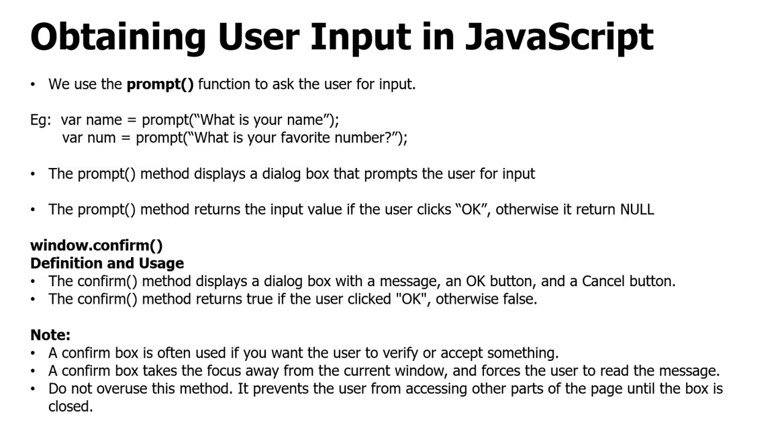A confirm box is often used if you want the user to verify or accept something. A confirm box takes the focus away from the current window and focuses the user on reading the message. Once we submit the test or the form, the pop-up message will come in front of you and will focus you. It will be on the same page, but your focus changes to read that particular dialog box. So do not overuse this method. It prevents the user from accessing other parts of the page until the box is closed.